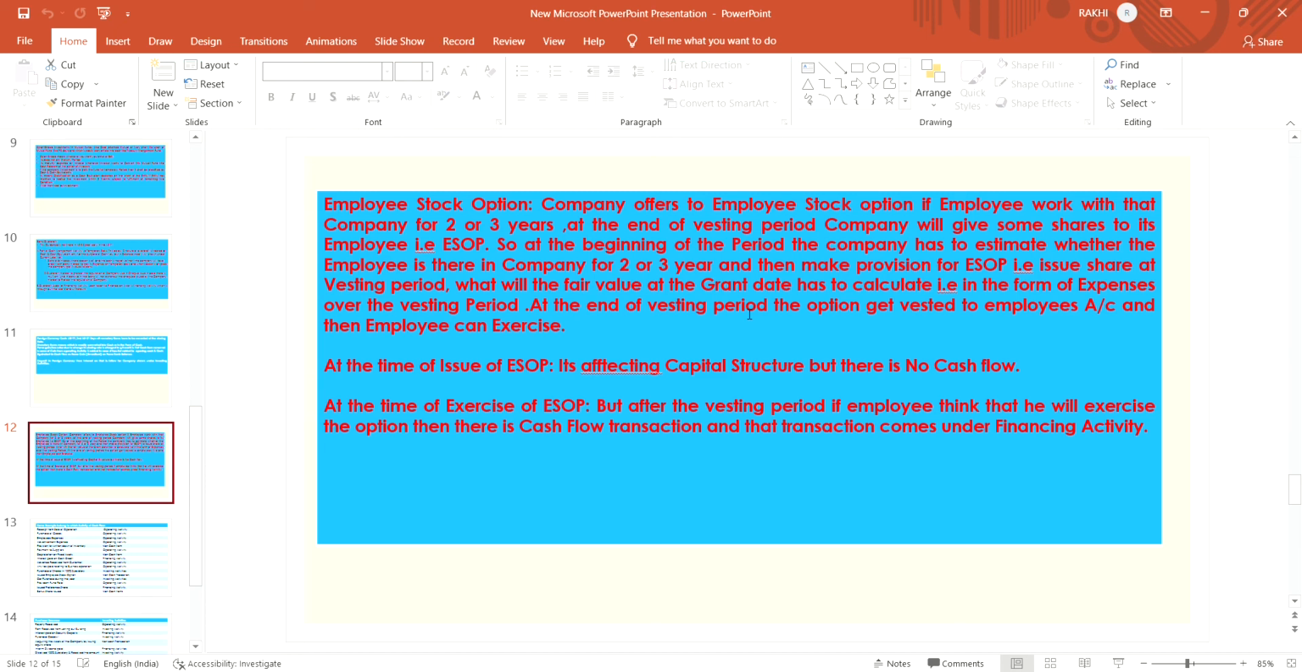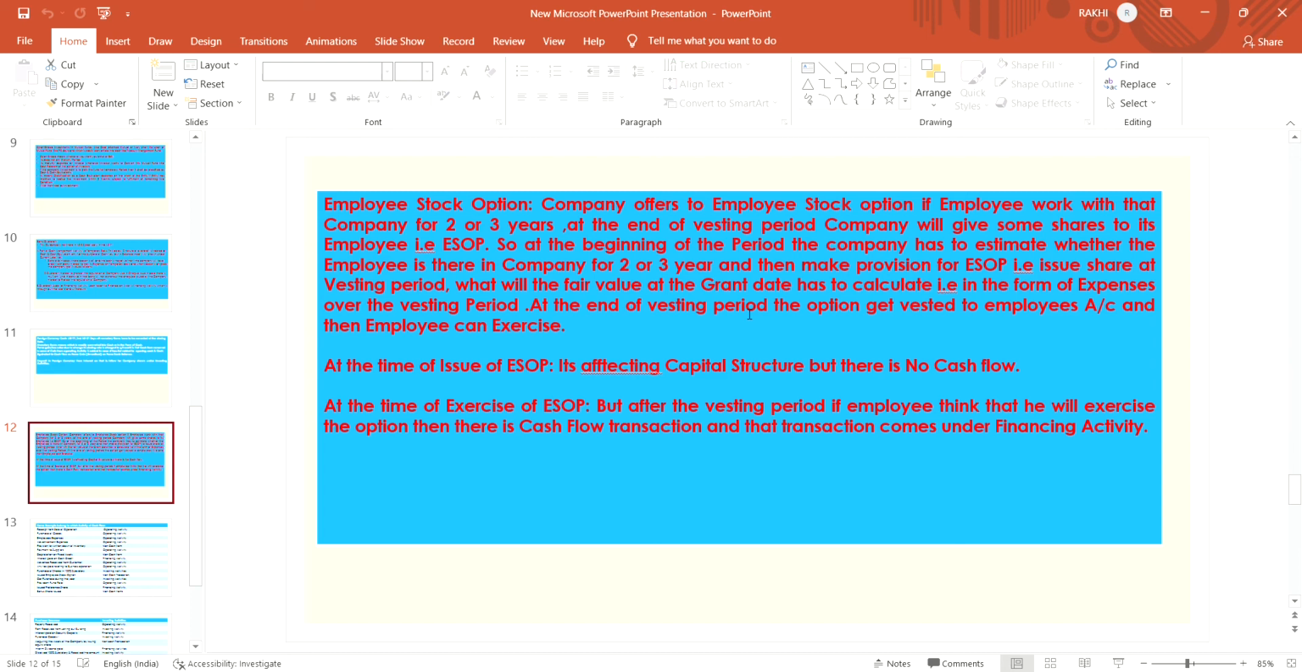So at the beginning of the period, the company has to estimate whether the employee will be there in the company for 2 to 3 years and then make provisions for ESOP to issue shares at the vesting period, which they will calculate at the fair value at the grant date, and they will charge it in the form of expense over the vesting period. At the end of the vesting period, the option gets vested to the employee. That is the right of the employee to vest that option, and it depends on the employee's decision whether he will vest that option or not. And then the employee can exercise.